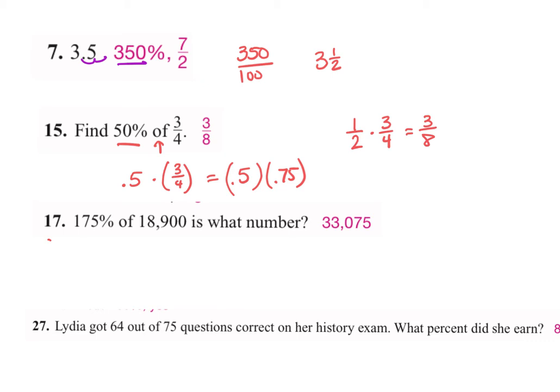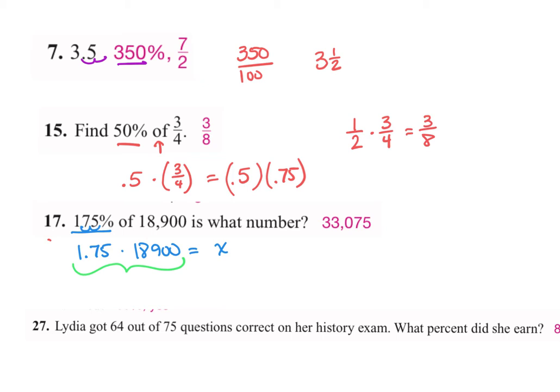Next one. So this one says 175% of 18,900 is what number? So we need to change this to a decimal. How do I do that? You're going to move it over 2 places this way, right? So that's 1.75 of, what does that mean? Multiplication. So multiplication times 18,900 is, what does that mean? Equals, what number would I put there? X. So you really should have just multiplied these two. 1.75 times 18,900.